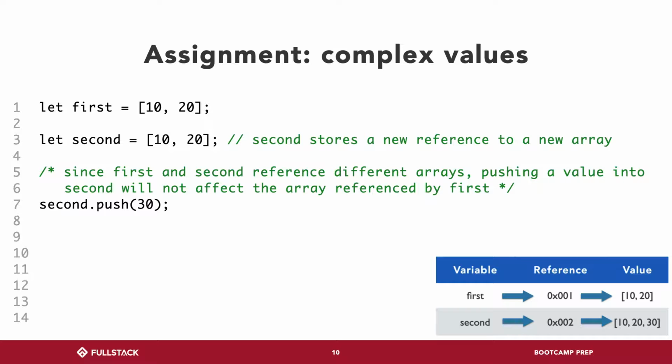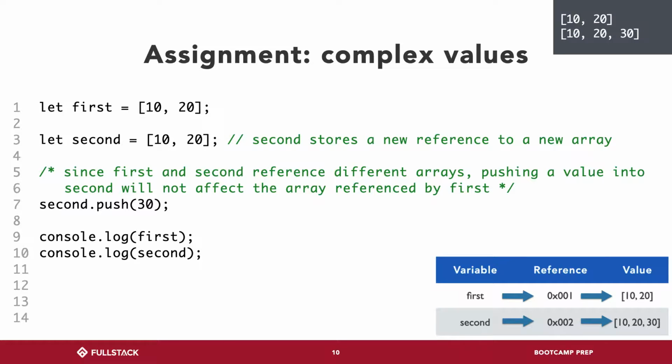Okay. So if you console log first and console log second, you will see that first is not affected and that second has the 30 in it. And besides all this nonsense over here, it's not nonsense, it's very true, but that makes sense, right? If I say let first equal this, let second equal that, and I push something into second, why should first be affected? This makes complete sense. If this is overloading you a little bit, just look at that. In no way should that ever affect anything else, right?